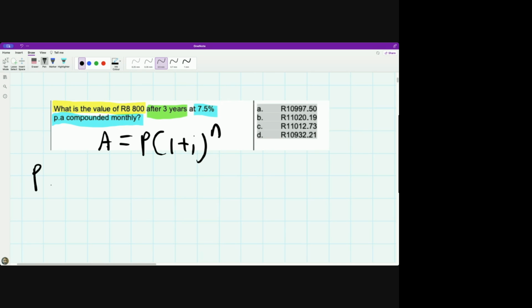So tell me from the question, what is the P value in this situation? What's the P value for this particular question? Let me know.